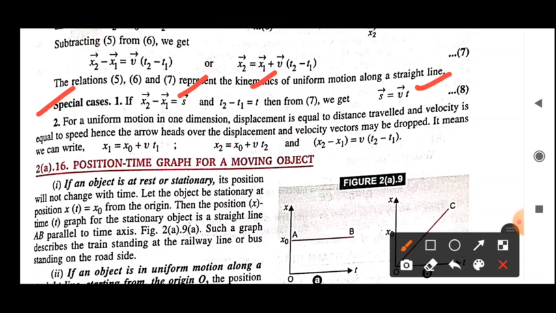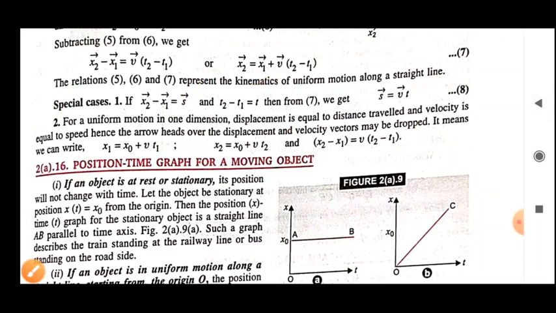Now the second one, if you see, for a uniform motion in one dimension, displacement is equal to distance travelled and velocity is equal to speed. Hence the arrowhead over the displacement and velocity vector may be dropped. It means that if our motion is uniform, then displacement and distance are the same, and velocity and speed are the same. As both are the same, there is no need to represent them by the vector arrow. So there is no need to use scalar or vector distinction.